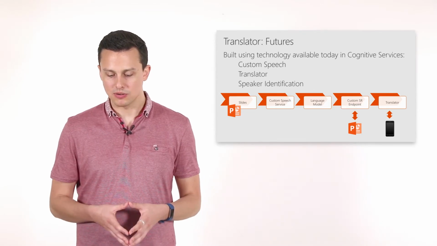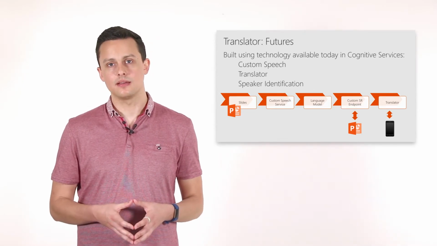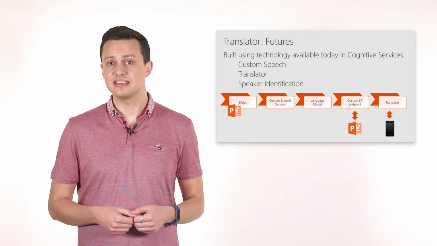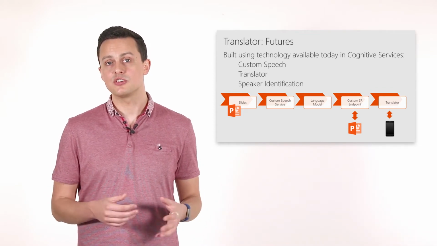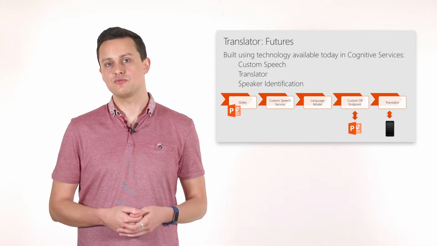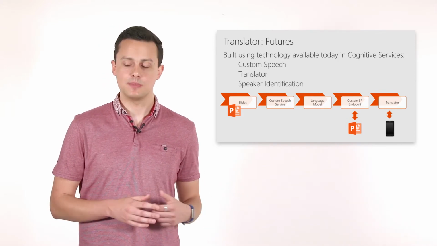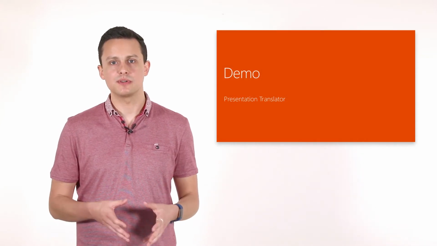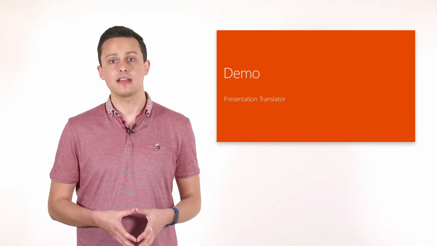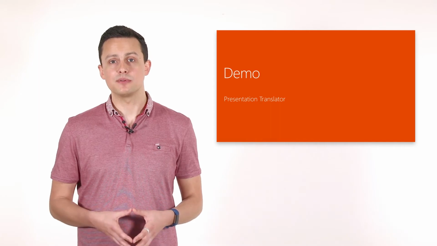The custom speech model is particularly useful here because presentations tend to contain a lot of domain-specific terminology. And by using custom speech, we can build a more accurate speech recognition model than Bing Speech alone. So let's go and have a look at the Presentation Translator now and how it can help you give better presentations, but also as an illustration of the underlying translator speech API.